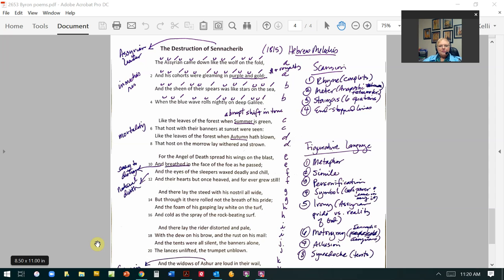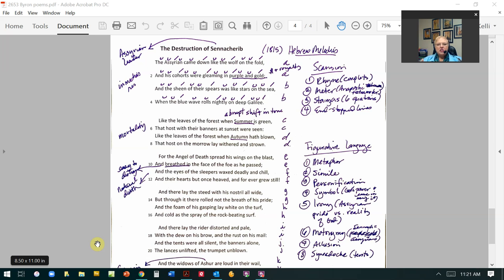So the Assyrian came down like the wolf on the fold, and his cohorts were gleaming in purple and gold, and the sheen of their spears was like stars on the sea when the blue wave rolls nightly on deep Galilee. Like the leaves of the forest when summer is green, that host with their banners at sunset were seen. Like the leaves of the forest when autumn hath blown, the host on that morrow lay withered and strown.